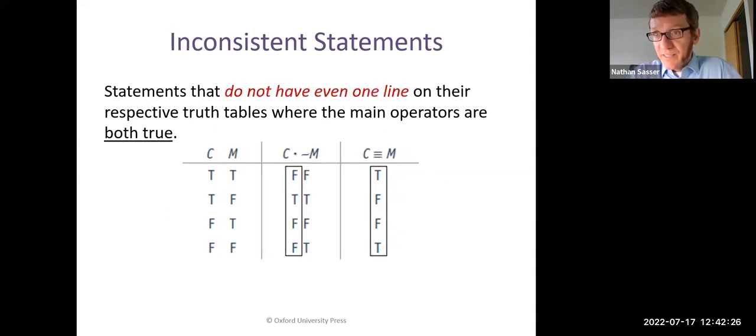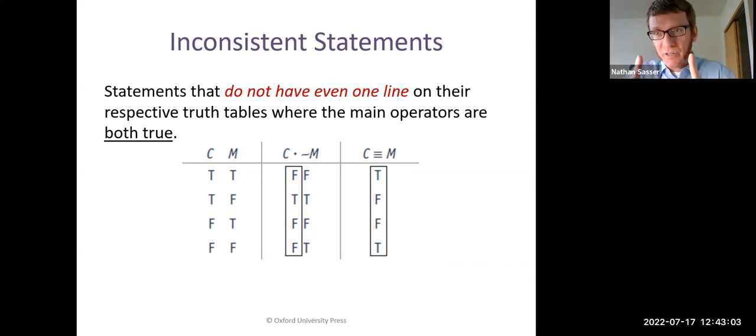On the other hand, inconsistent statements don't even have one single line on their truth tables where the main operators are both true. They may have a line where they're both false, but they don't have a line where they're both true. So check out line 1 here, false, true. Line 2, true, false. Line 3 is false, false, but they're not both true. Line 4, false, true. So there are no true, true lines on this truth table under the main operators of the two statements. They are inconsistent with each other.